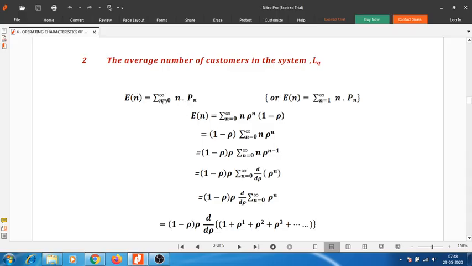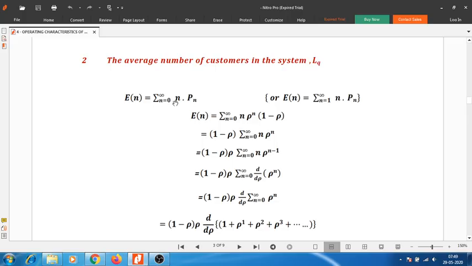Now n, over its range, takes the minimum value 0. There is no customer, or one customer, or two customers, and it goes on, because in the steady state solution Pn is equal to rho power n into 1 minus rho, where n is equal to 0, 1, 2, and so on. Agreed. So now we write the summation n is equal to 0 to infinity of n into p of n.